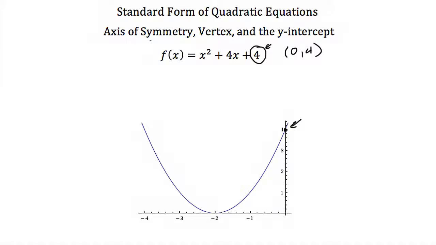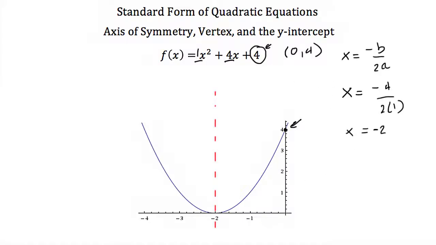Now our axis of symmetry occurs on the line x is equal to negative b over 2a. Well, our b is 4 and our a is 1. So this should occur at negative 4 over 2 times 1, or x is equal to negative 2. So let's draw the line x is equal to negative 2. And we can see, indeed, it does go through the lowest point of our graph, and the graph is symmetrical on either side of that line.